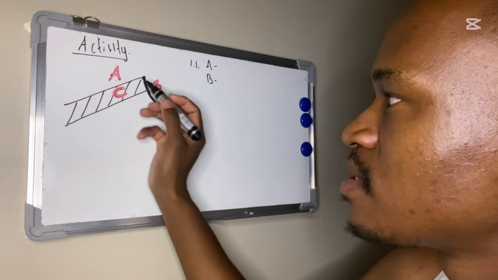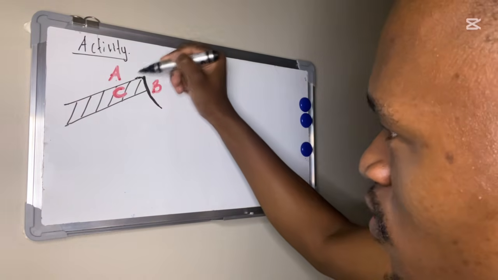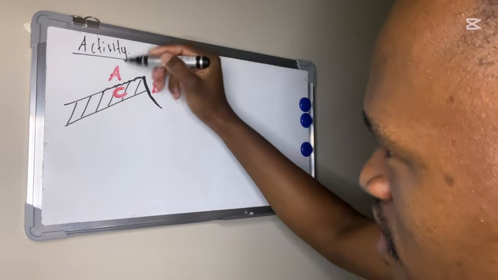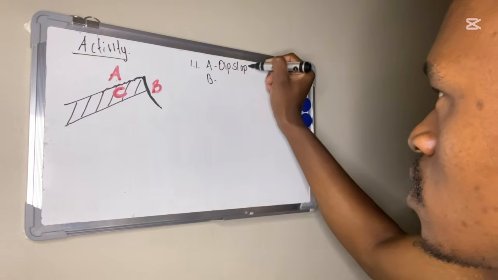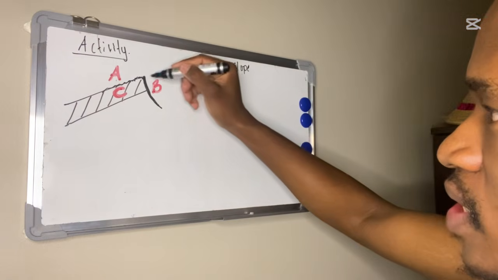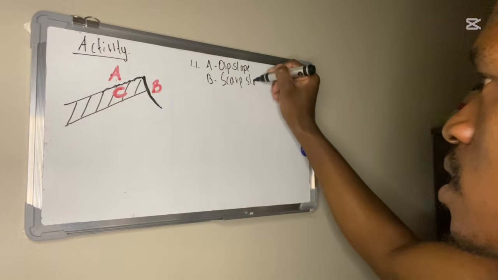What is A? Yes, that's good. A is the dip slope. I told you above the hard rock is the dip slope. B is the scarp slope.